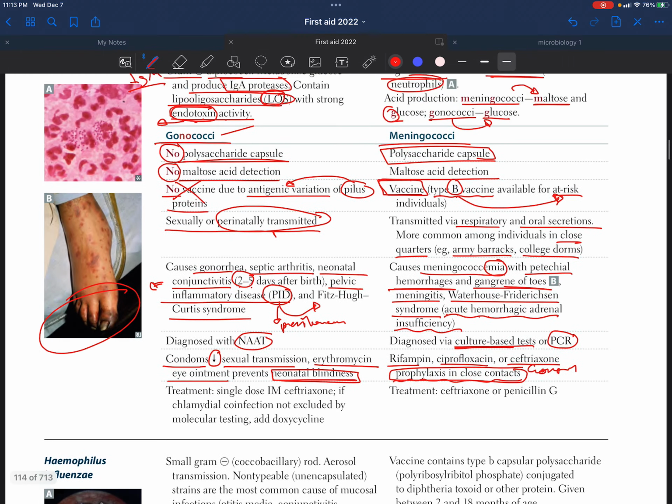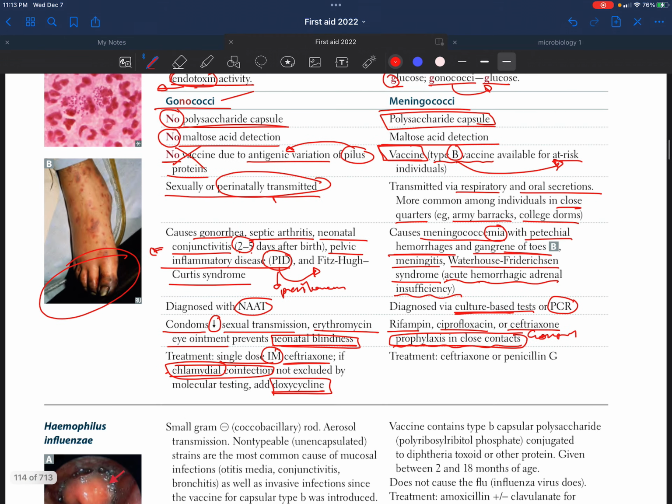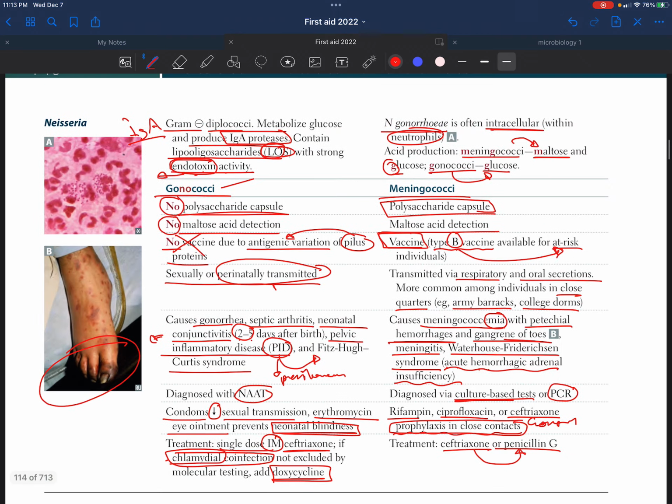So for the treatment, the gonococci are going to be treated by single dose IM ceftriaxone. If chlamydial co-infection is not excluded by molecular testing, then we add doxycycline. So basically, we check this patient for chlamydial co-infection, because that is something that happens every once in a while. If we cannot exclude co-infection with chlamydia, then we can add doxycycline. While the treatment for meningococci is ceftriaxone or penicillin G. Okay. That's for Neisseria types.